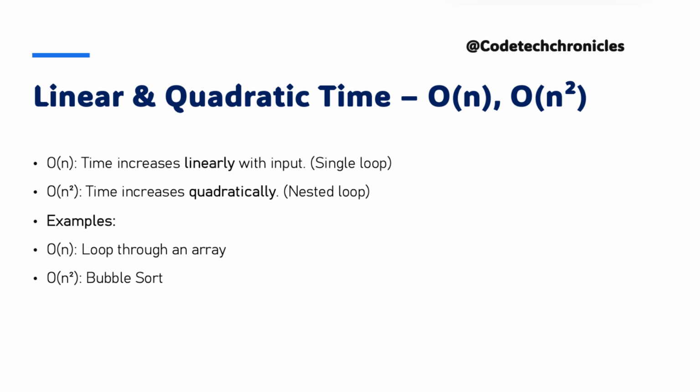O(n²), quadratic time. This is where things get expensive. You are likely dealing with nested loops, a loop inside a loop. For every element in the outer loop, you're processing the entire input again in the inner loop. For example, think about bubble sort, where you compare every pair of elements in a list. That's an O(n²) operation. Why does it matter? Quadratic time can quickly become a bottleneck. With just 1,000 elements, you are making a million operations. That's why algorithm optimization is so important.